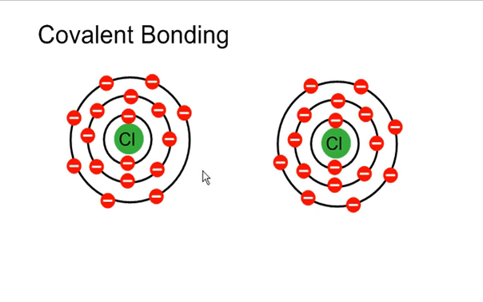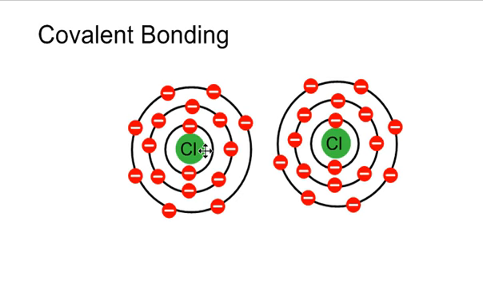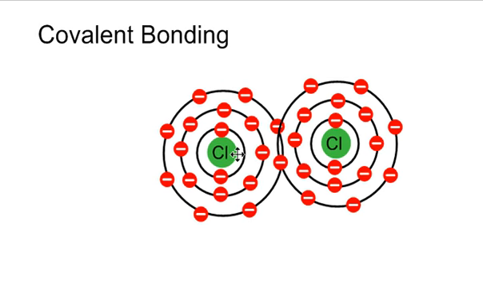In covalent bonding, now we have two atoms that both have a strong attraction for electrons. In this case, I use two chlorine atoms. And so they both want one more electron, and they both have a strong attraction. And what happens is these atoms get pulled together until they overlap and share two electrons between them.